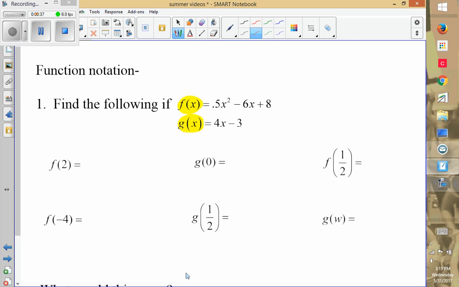It's pronounced f of x or g of x or k of x or h of x. And basically they just are in the place of y. The usefulness of this is that you can have a problem now that has more than one equation to it, and you can then know what equation you're talking about if you want to talk about one specifically instead of both of them. I can say, hey, I want to talk about g of x, and you would know that I'm talking about the line instead of the quadratic. So let's take a look at what these expressions look like.